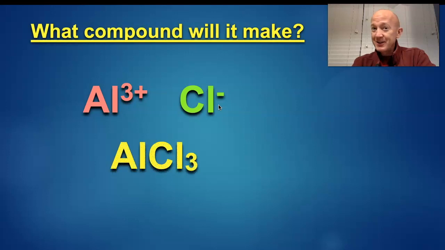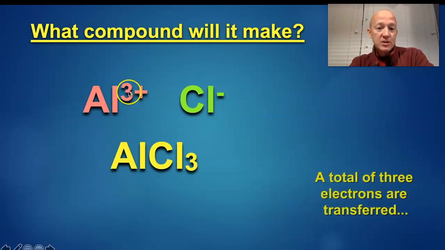Did you say AlCl3? Hopefully you did. We have the 3 that swaps and goes over here, and the 1 that goes over here. So we have Al1, understood, Cl3.